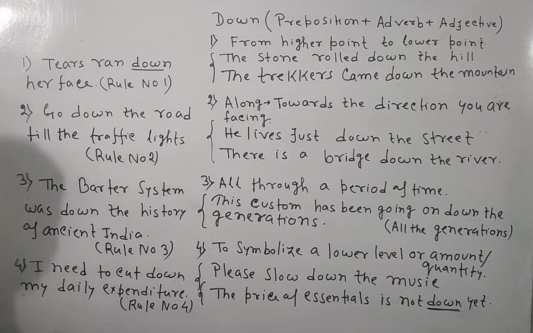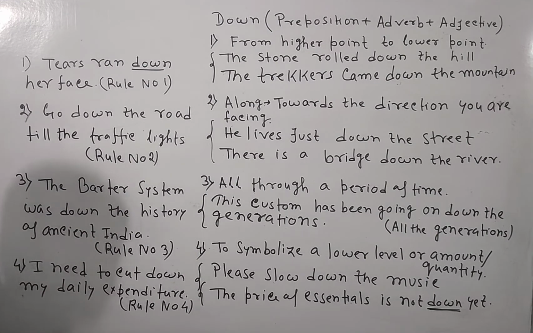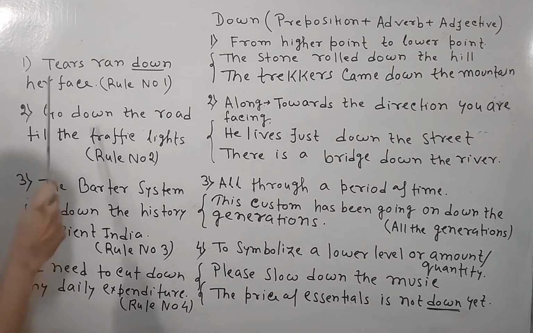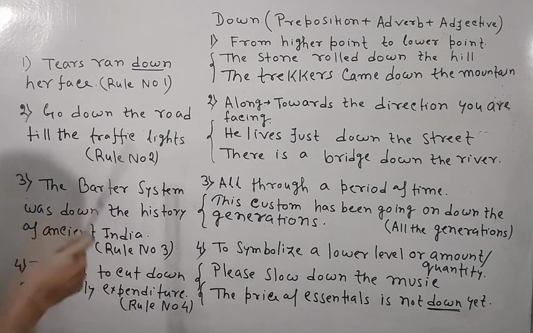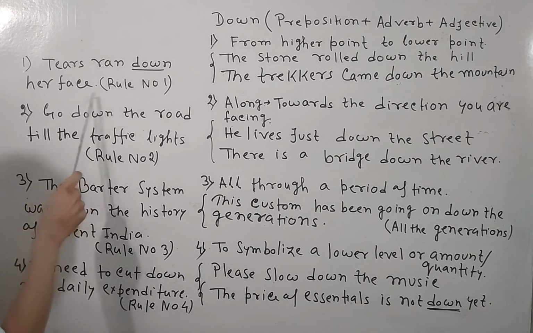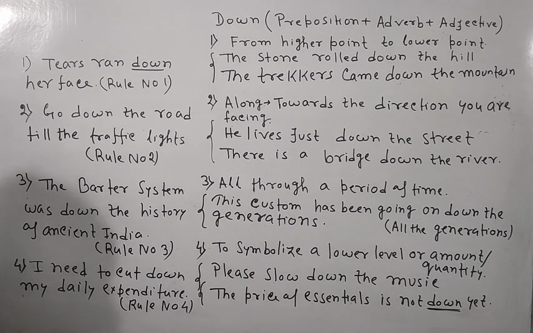Now if I look over the next example, go down the road till the traffic lights. Go down the road means go along the road or go towards the road, something like that. It is particularly called the horizontal preposition, till the traffic lights. So here rule number 2 is perfectly applied.